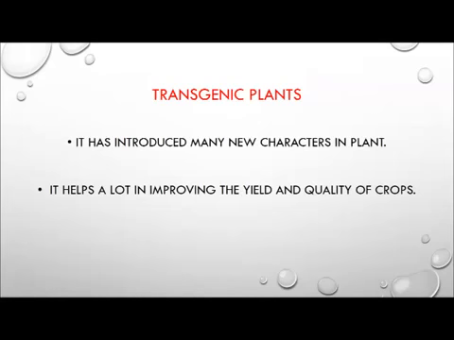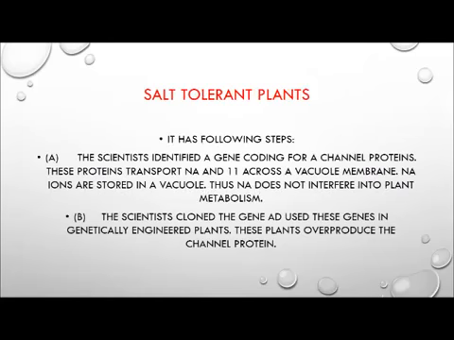So it has introduced many new characters in plants, and it helps a lot in improving the yield and quality of crops. Genetic engineering has developed a salt-tolerant plant, Arabidopsis. It has the following steps. First, the scientists identified a gene coding for a channel protein. These proteins transport sodium ions across a vacuole membrane.